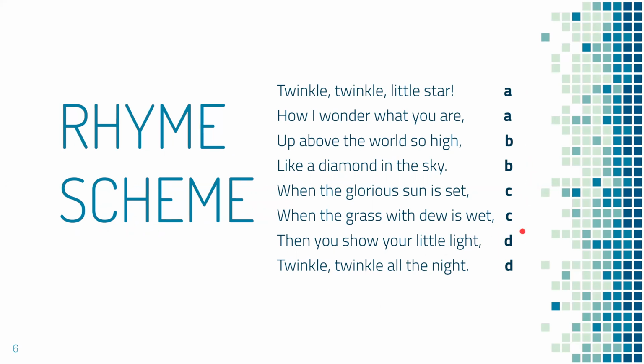So we have two lines of repeating rhymes, and then we have a new one in the next two lines, which is this rhyme scheme.